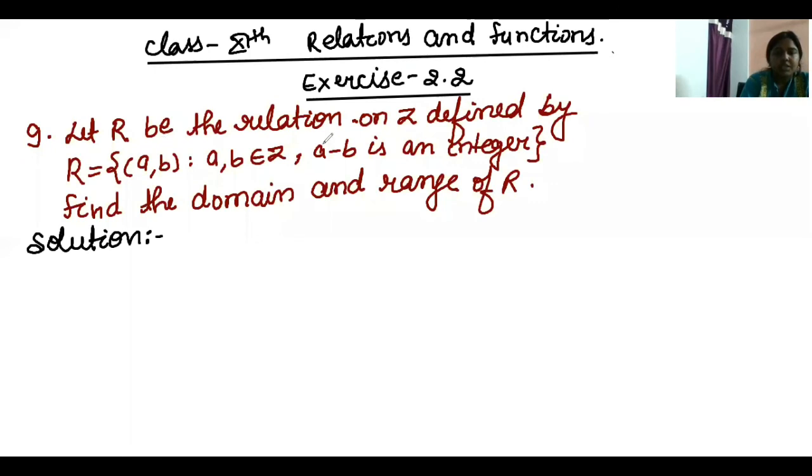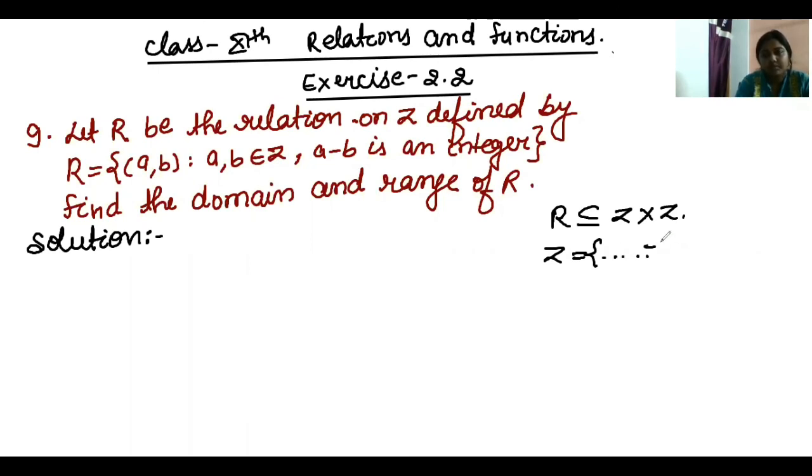Let R be the relation on Z defined by R equals (a, b) such that a and b both belong to the integers Z, and a minus b is an integer. Find the domain and range of R. So here Z is the set of integers and R is a subset of Z cross Z. Z is an infinite set. If I take minus 2, minus 1, 0, 1, 2, 3 like that, these are integers. Now, according to that, we have to check that a minus b is an integer.